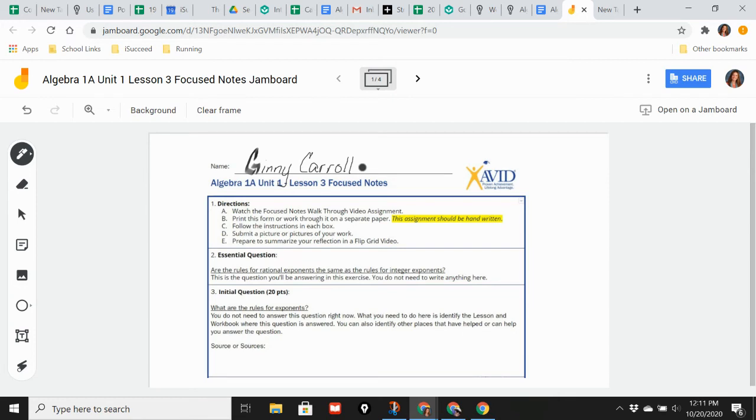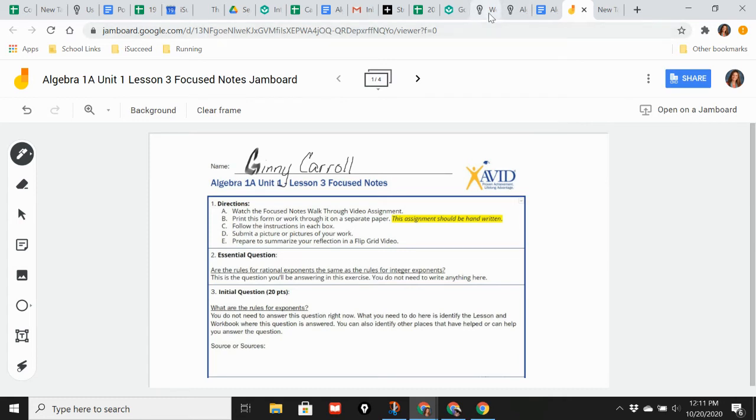Okay, so we have already gone through those directions. I think you should feel really good about it. I've already mentioned this particular essential question twice. Are the rules for rational exponents the same as the rules for integer exponents? We don't need to write anything there. We just have to read that question. Okay, and now we're going to look for the sources that we can use to answer our initial question, which is, what are the rules for exponents?